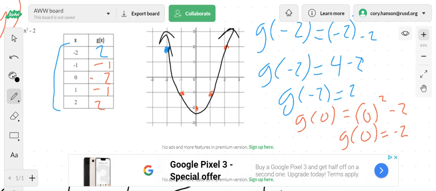So yeah, function tables are pretty straightforward. They help you find ordered pairs. When you know inputs, you can find outputs. When you know outputs, you can find inputs. You're finding what you don't know, so just think about it as finding points.